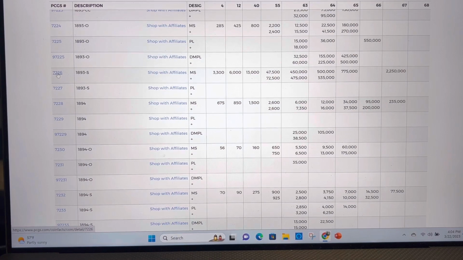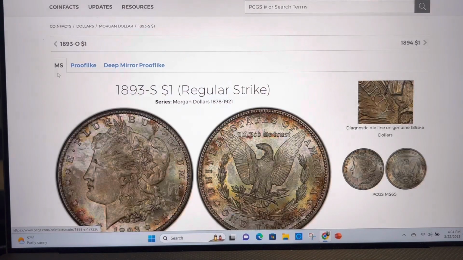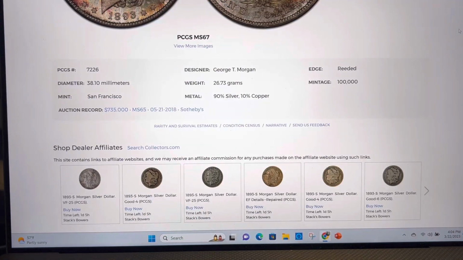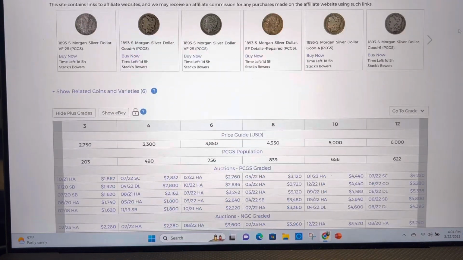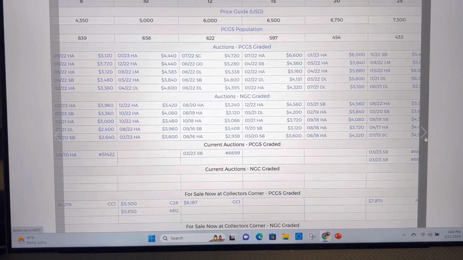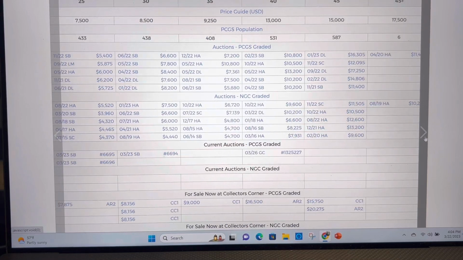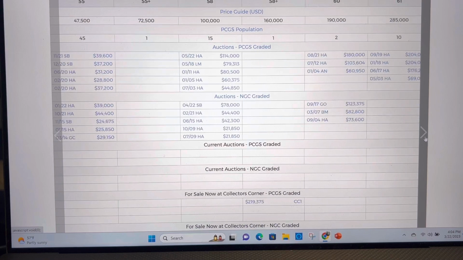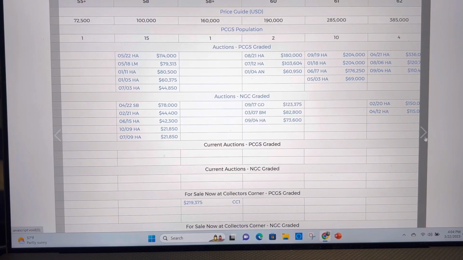1893-S is the big key date for the Morgan Dollar series. Here's a general idea of what you're looking at if you're trying to decide whether to buy a coin that grades either a 58 or a 61, and you're going to see the difference is huge. So I have to scroll across here until we get to 58 and show 61, all in the same graph.